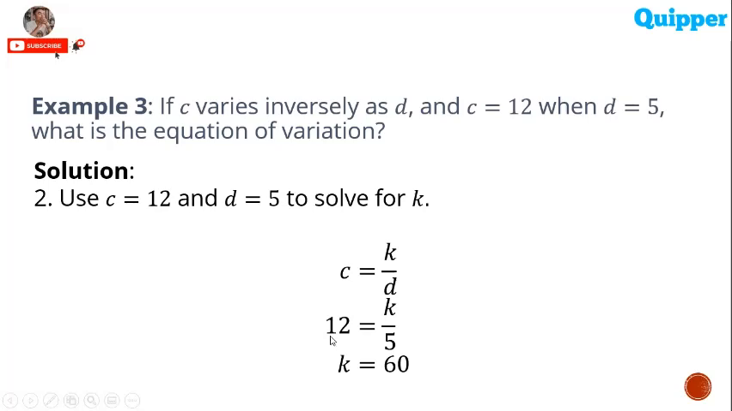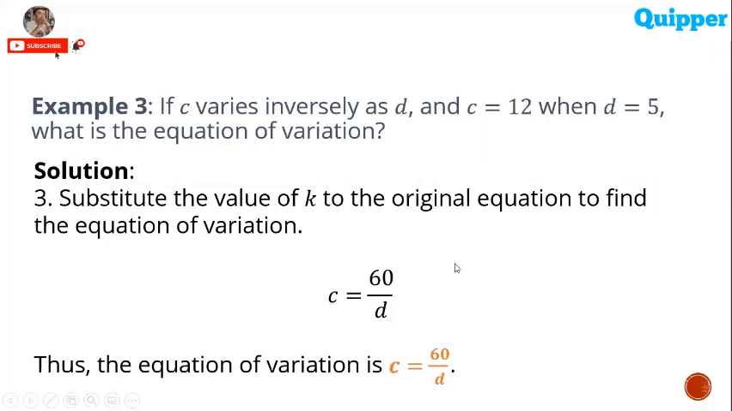Substitute the values, 12 for c, 5 for d, to solve for k. So 12 times 5 is 60. That is now your value of k. Substitute the value of k to the original equation to find the equation of variation. Just simply substitute 60 for k. That is now your equation of variation: c is equal to 60 over d.